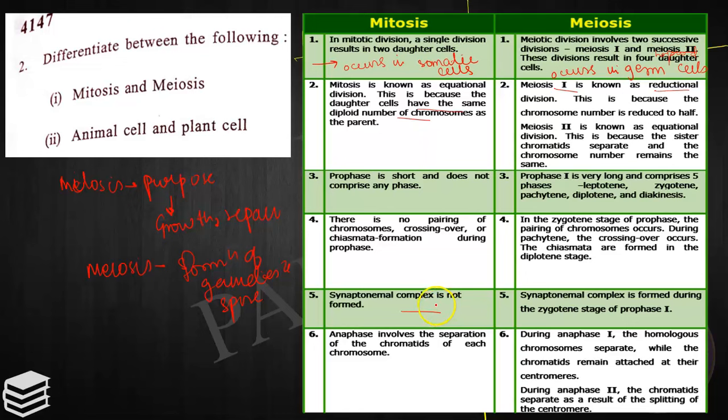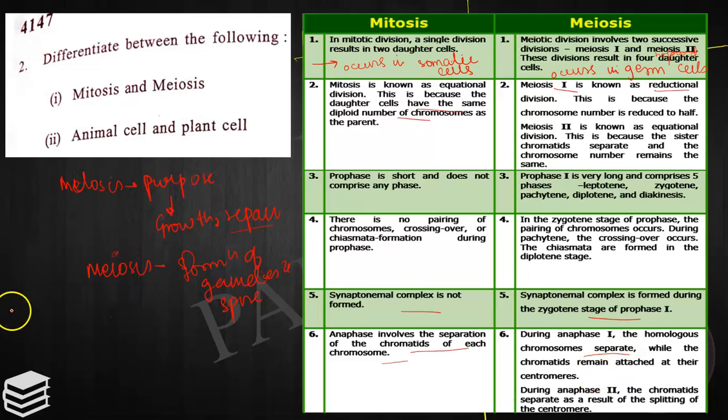In mitosis, synaptonemal complex is not formed, while in meiosis, synaptonemal complex is formed during the zygotene stage of prophase 1, and in meiosis, genetic variation is seen. What happens during the metaphase? In metaphase, plate alignment: in mitosis, chromosomes align singly, while in meiosis 1, homologous pairs align. And during the anaphase, in mitosis, chromatids of each chromosome separate. During anaphase 1, homologous chromosomes separate.